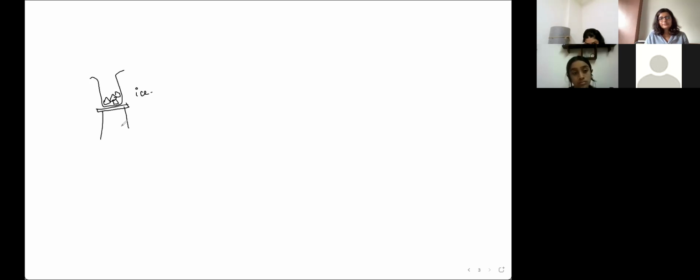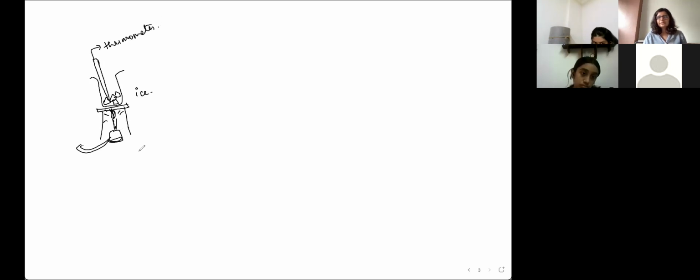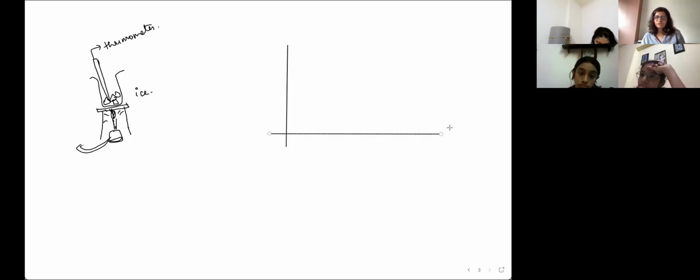Then let's say you start heating this beaker of ice. Okay. Bunsen burner hai. So you start heating the ice and stick a thermometer in this beaker. Okay. Now, aim of the experiment, we want to figure out as time passes, how is the temperature changing? So we'll draw a graph to figure that out.